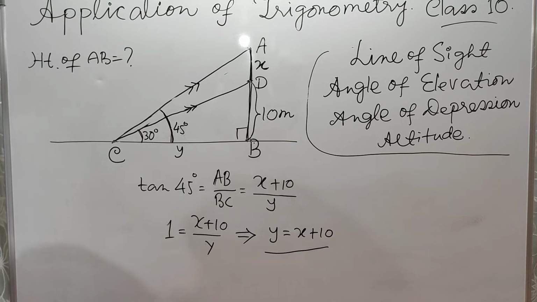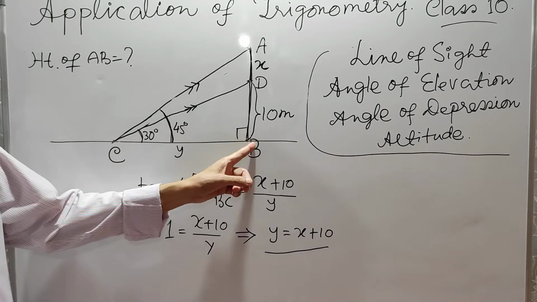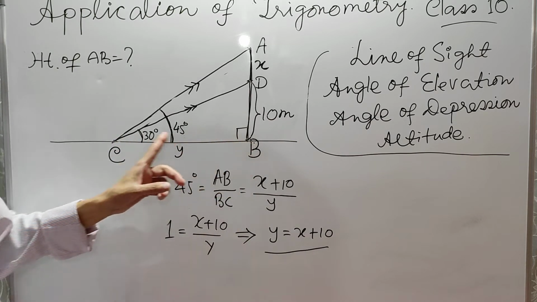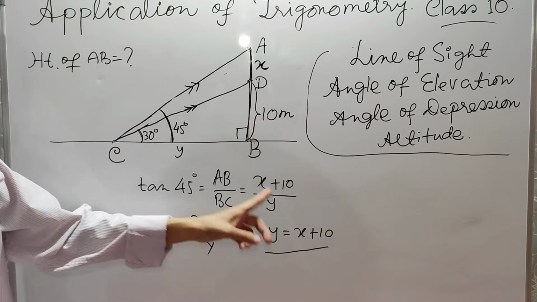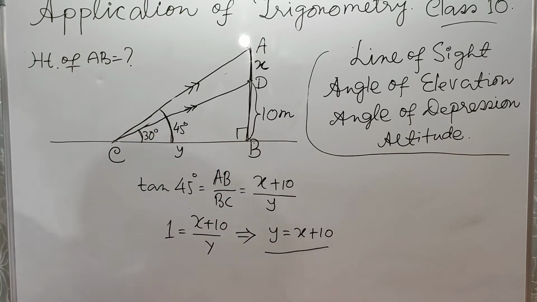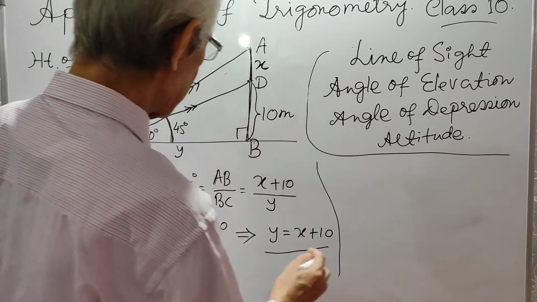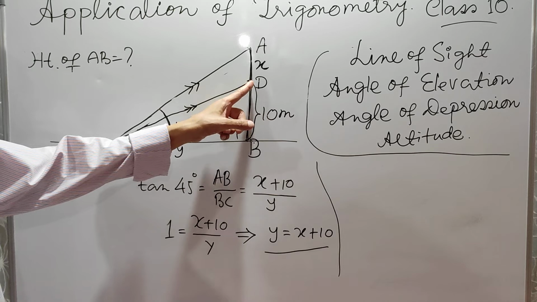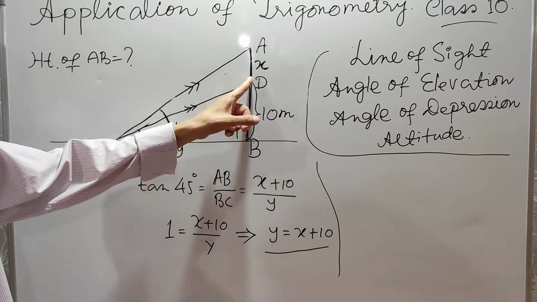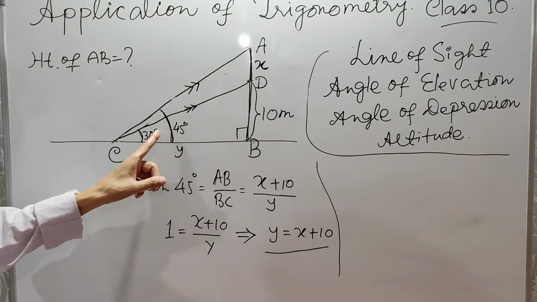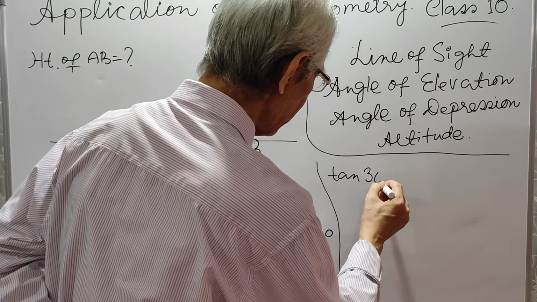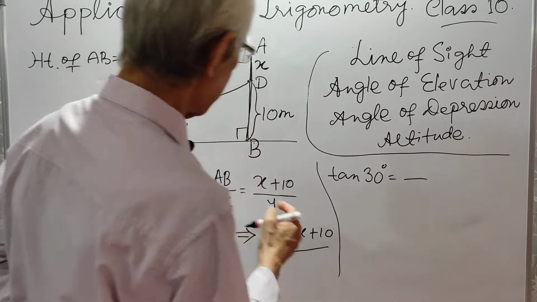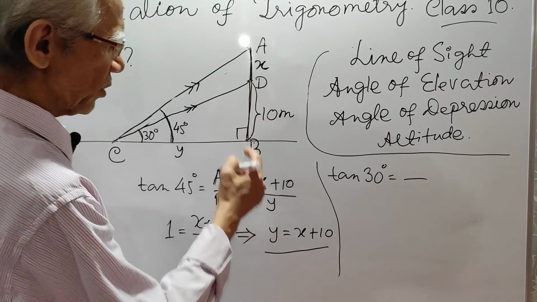Now this Y is the distance between B and C. We have not been asked to find this Y, but we need this value in order to calculate the height of AB. Now coming to the second triangle. Which is the second triangle? Let us say this one, DCB. This angle theta is 30 degrees. So tan of 30 degrees is what? Opposite. This time opposite is DB. DB is 10.